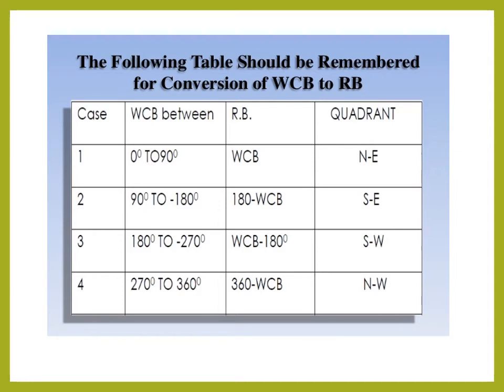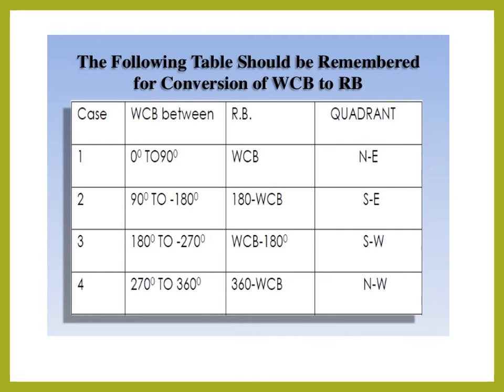Similarly, if it is located in the third quadrant, that is if it is lying between 180 degree to 270 degree, then you have to subtract 180 from whole circle bearing. Okay, you have to subtract 180 from whole circle bearing, and it is located in the southwest quadrant, so you have to give south bearing, then west. Then the last quadrant values will be lying between 270 to 360.